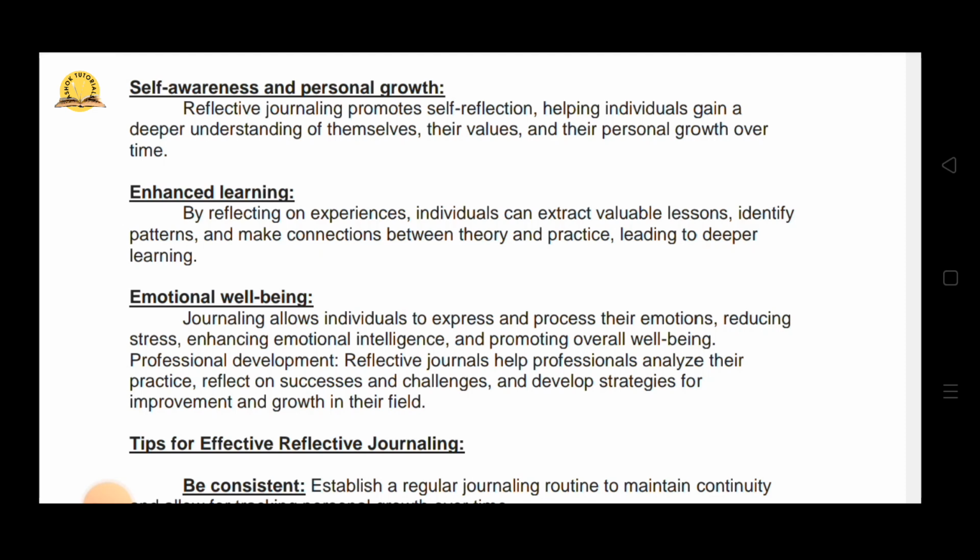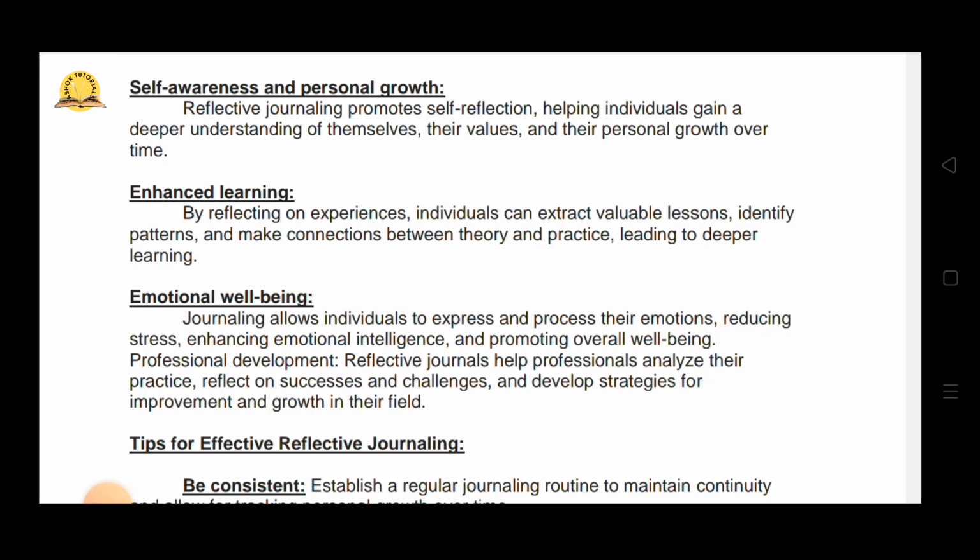Do decide and take the decision according to your needs, right? Listen to everybody, but do what you believe is good for you, because nobody else can think for your benefit as much as you can, right? So reflect. All right, so now let's see enhanced learning. By reflecting on experiences, individuals can extract valuable lessons, identify patterns, and make connections between theory and practice, leading to deeper learning.